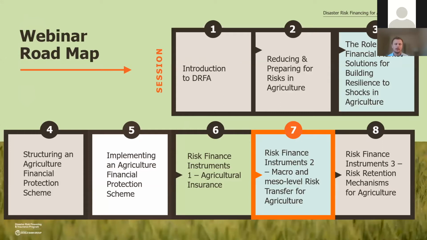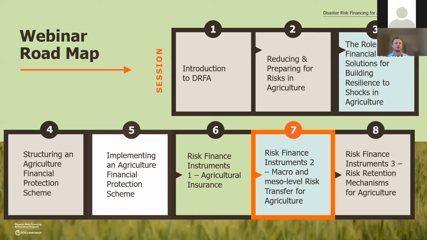So we have come a long way. We started off with an introduction to disaster risk financing and disaster risk financing for agriculture. Then we looked at agriculture risk management more broadly and how risk financing can sit as a part of that. Some of the agriculture finance instruments that can support risk management as well as productivity. And then we talked about how we actually structure a financial protection scheme, how we implement it, and how we make sure that it's good quality. And then in the business end of the series, we've been running different deep dive sessions into specific disaster risk financing instruments. So last session was on agricultural insurance, sold directly to individual farmers.